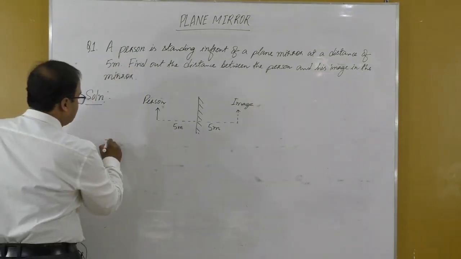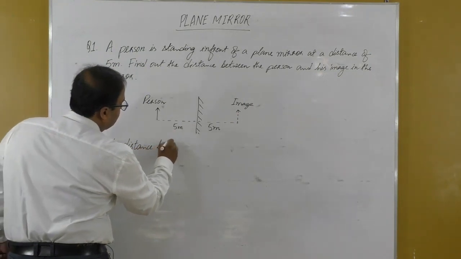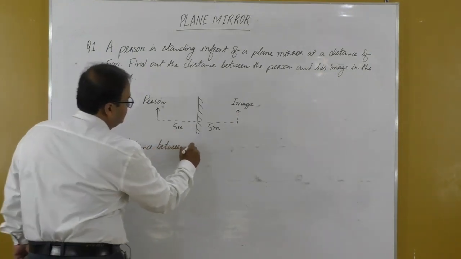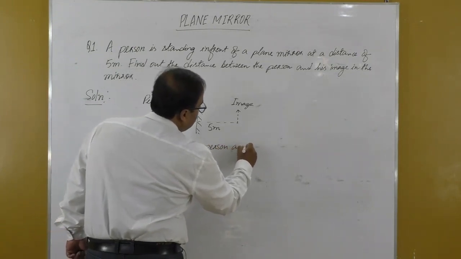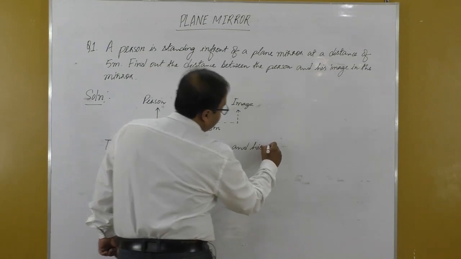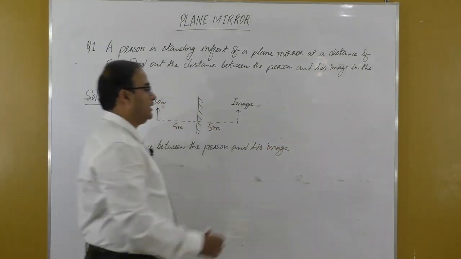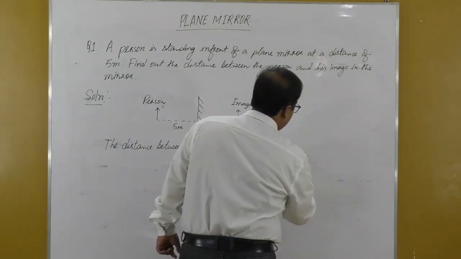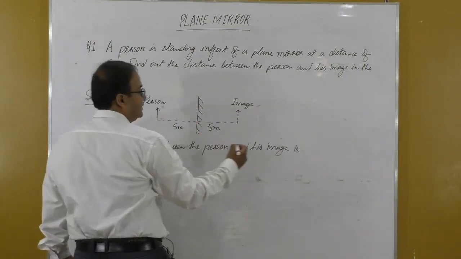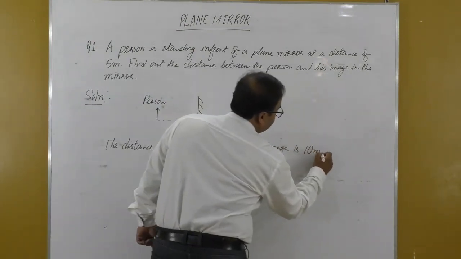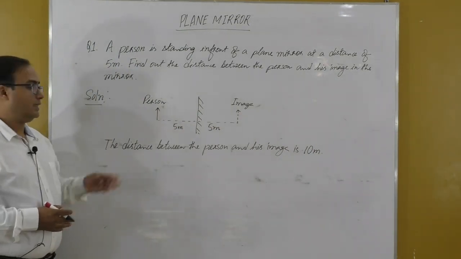So the distance between the person and his image will be, or we can write, 5 plus 5 meter, that is 10 meter. So this is a simple question. You can note down the question and write down the answer.